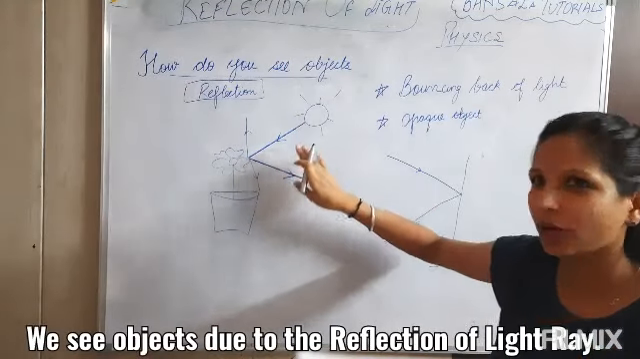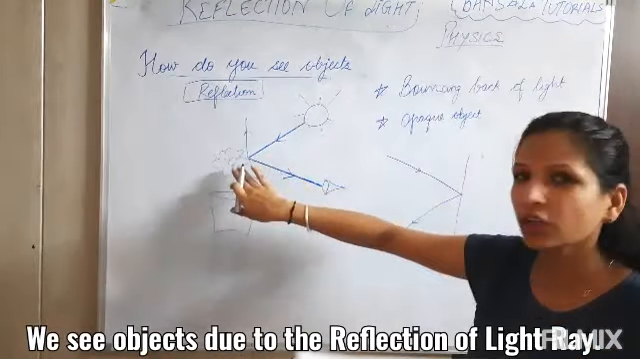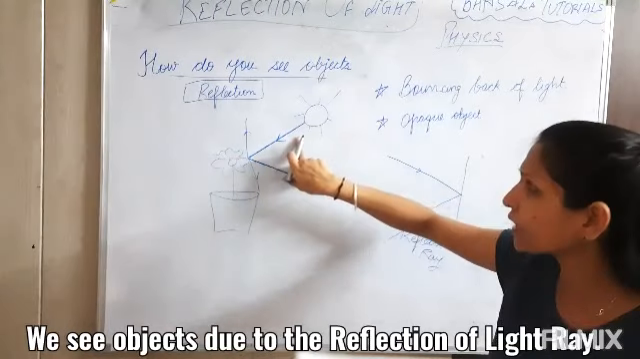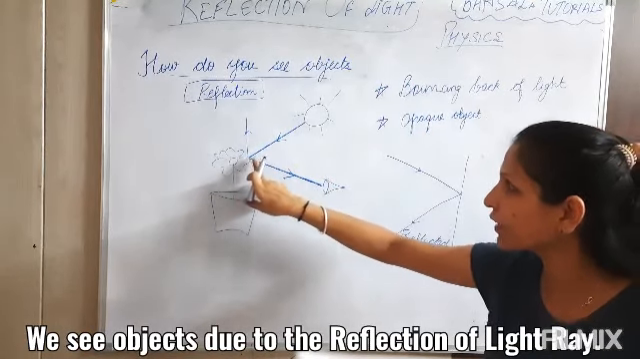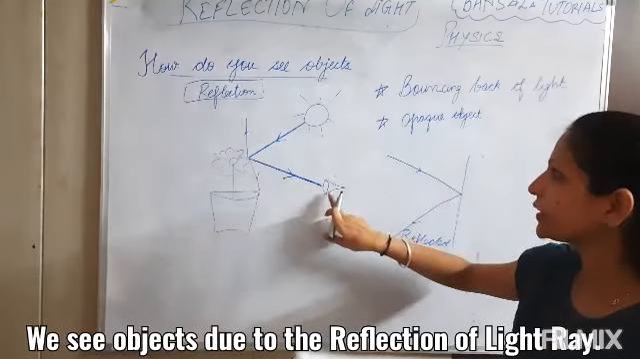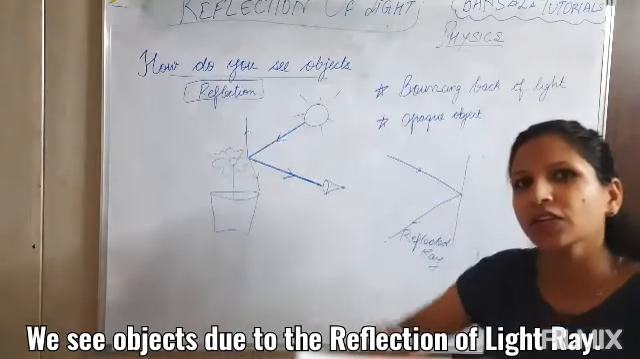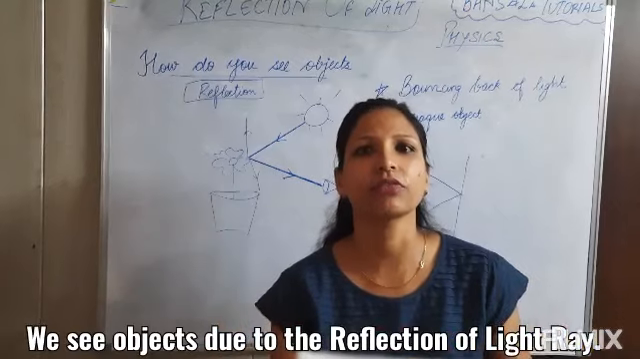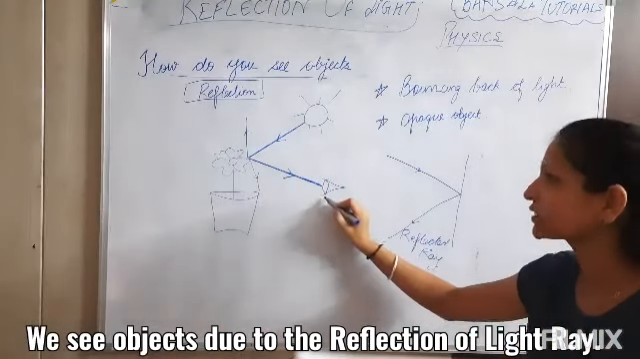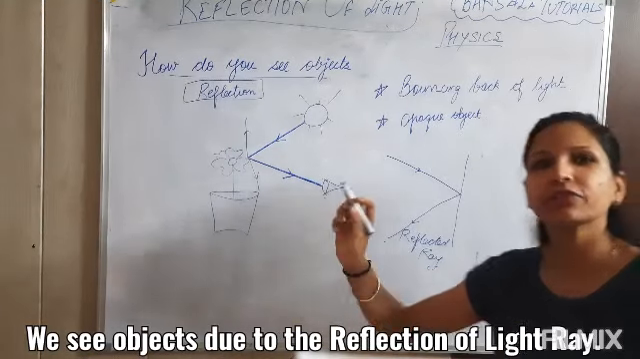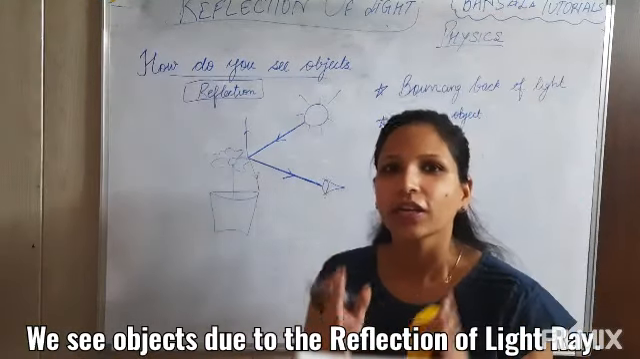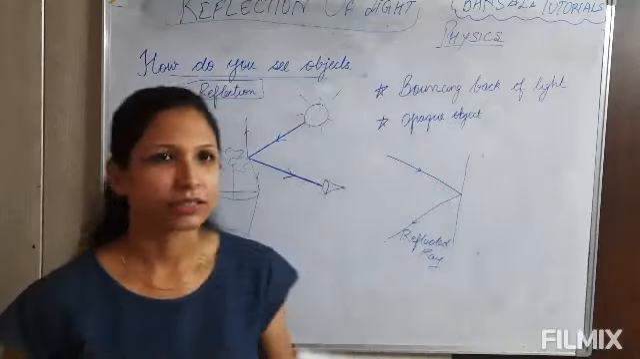I'll explain how. The sun rays fall on this object. I have taken one ray. This ray of light falls on this flower and then gets reflected in many directions. In all the directions it gets reflected. But if we are standing here, it will get reflected towards this direction and it will reach our eyes. So it becomes visible to us.